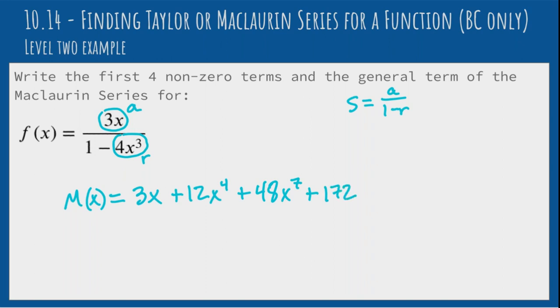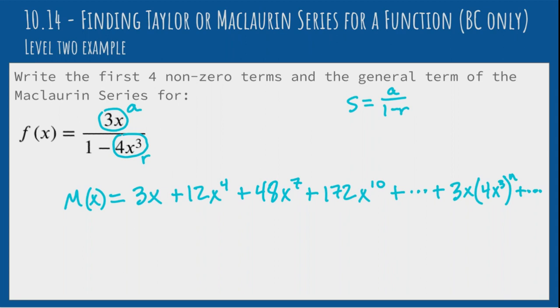I think it's 192x to the 10th. And so on. We can write the general term as the first term times the common ratio to the nth power. So this term here is 3x times 4x cubed to the 0 power. If we plug n equals 1 in, we get this one, n equals 2 in, we get this one, and so on. So we get this Maclaurin series for a function by using a geometric series.